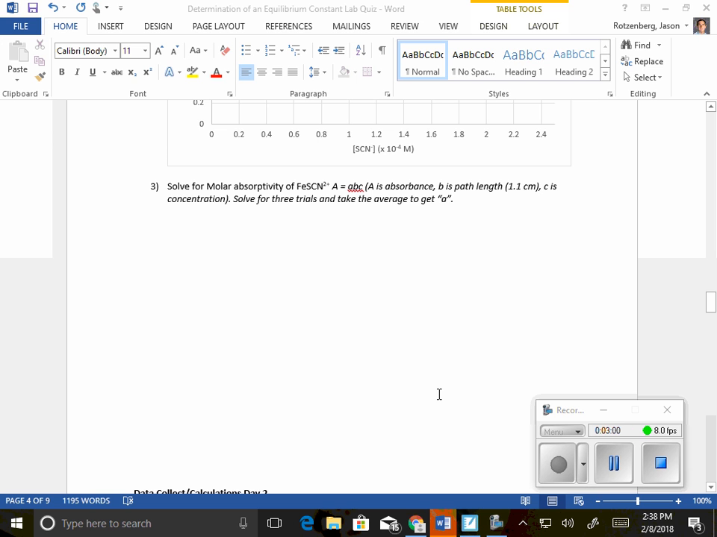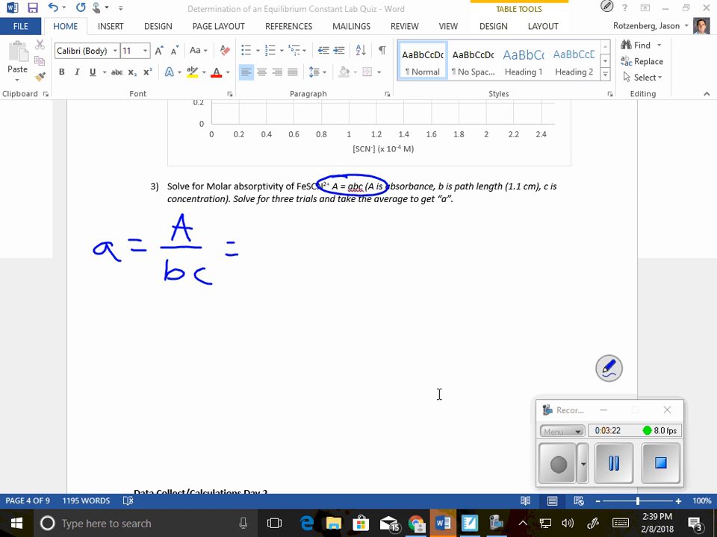The last part that we have to do is using the equation A equals abc, which this equation is on the AP calculation sheet. Big A stands for absorbance. We measured that on day 1. We want to solve for little a, the molar absorptivity. Little a equals A over bc.